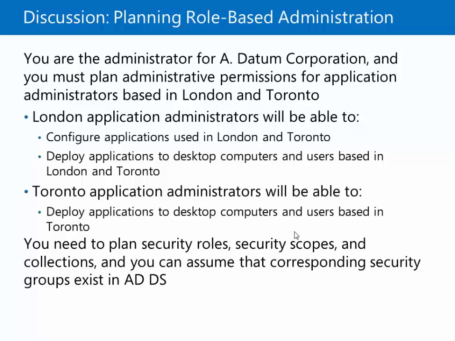Clear? We'll create a user. We'll assign the application administrator role, and for the scope, what all he can view, London and Toronto. So we'll assign the collections London as well as Toronto. Getting it? For the Toronto application administrator, we'll create one more user, but for him I'll give permissions only for the Toronto collection. Clear? Like this, you'll be making the SCCM administrators in your infrastructure.